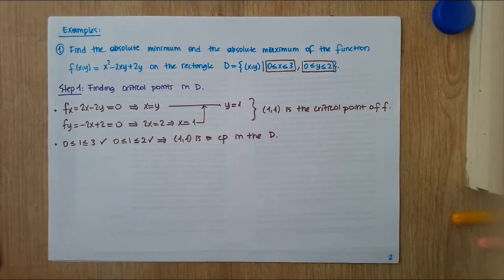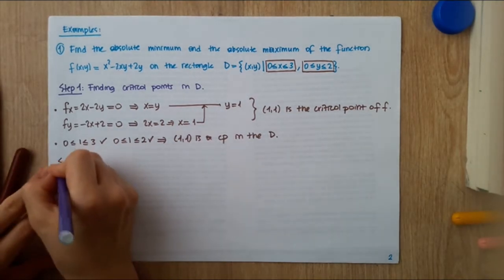Okay, let's continue with the second step. This time, we will analyze the critical points on the boundary.